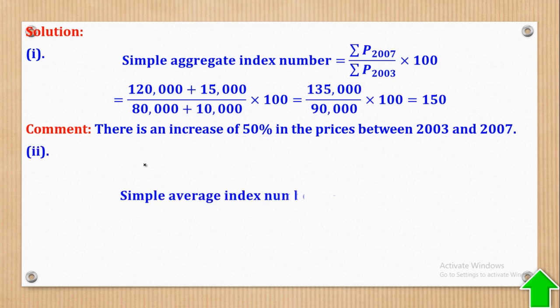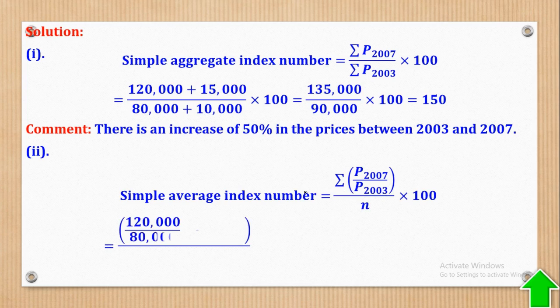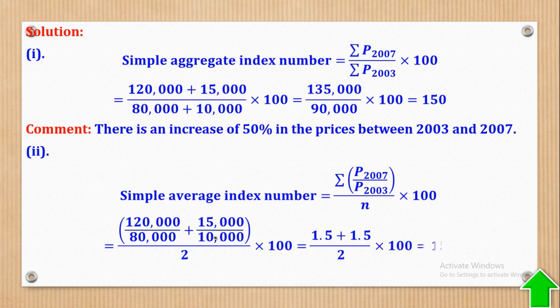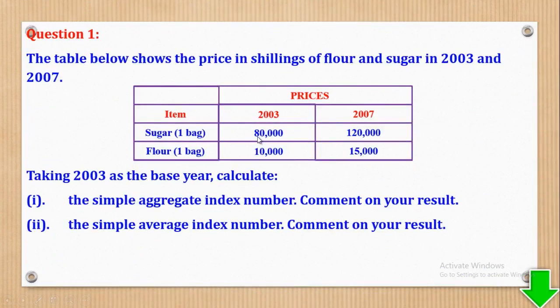Then they also ask for the simple average index number. Like I told you, for simple average index number, you first get the ratio for all the items and sum them up. After that, you divide by the number of items put into consideration, and after that you multiply by 100. So for sugar it will be this over this, for flour it will be this over this. Then we sum them up.